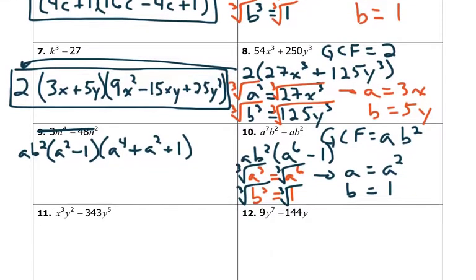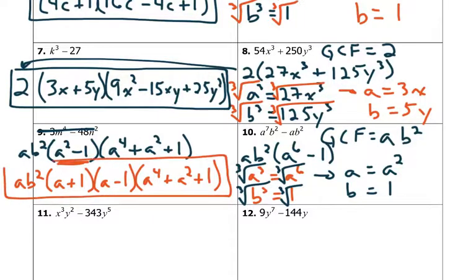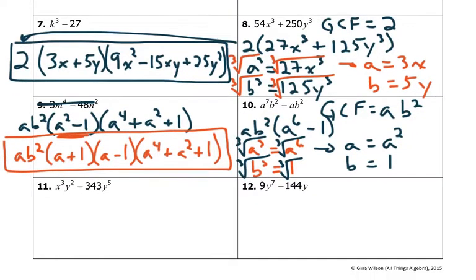And as I said before, we have a difference of squares here. So we take the difference of squares. AB squared times a plus 1, a minus 1, a to the 4th plus a squared plus 1. There's our final answer. All righty.